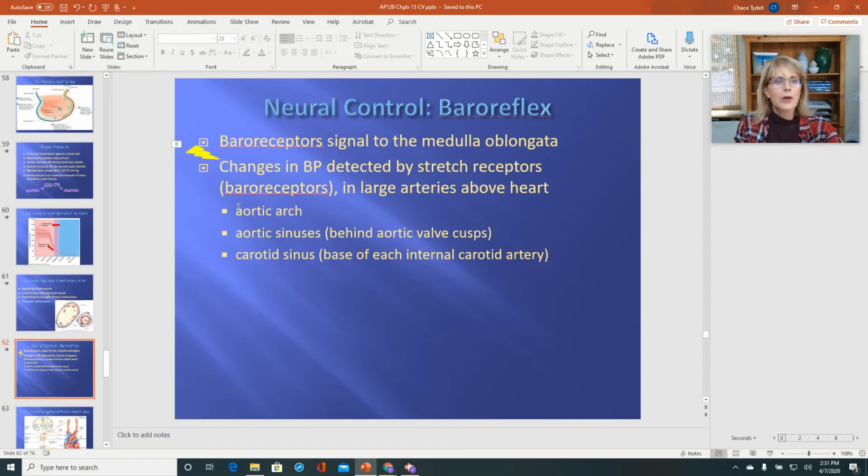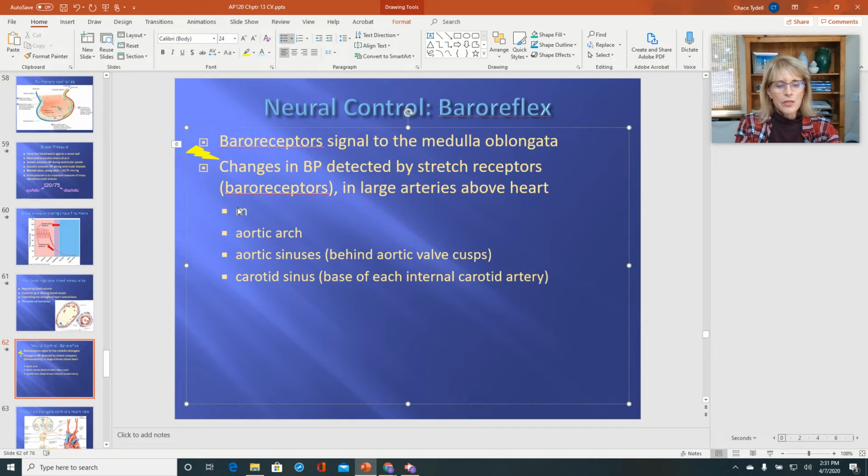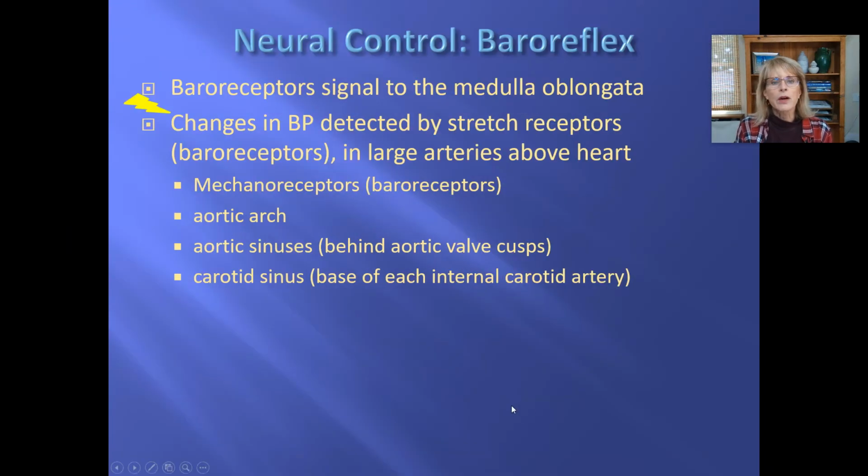Let's spell mechanoreceptor. There are mechanoreceptors in the heart and right in the arteries right above the heart. And those mechanoreceptors that measure blood pressure are called baroreceptors. Okay? So the mechanoreceptors in the large arteries right above the heart are known as baroreceptors, and they are found in three basic areas.